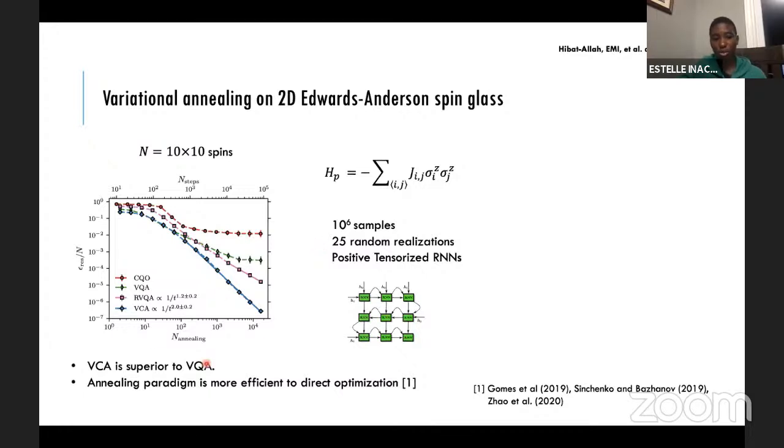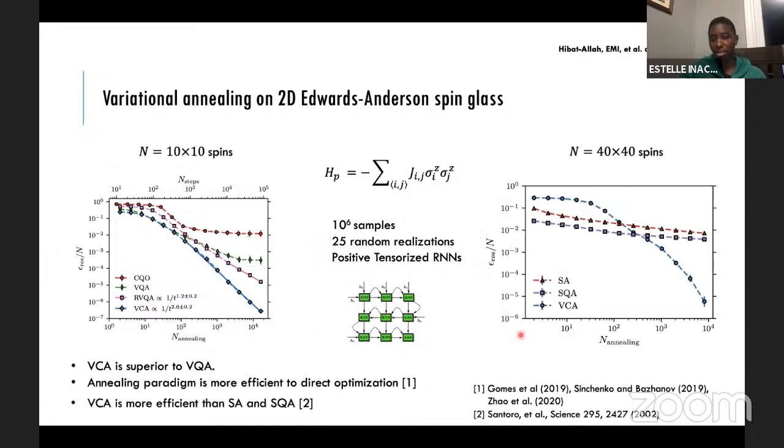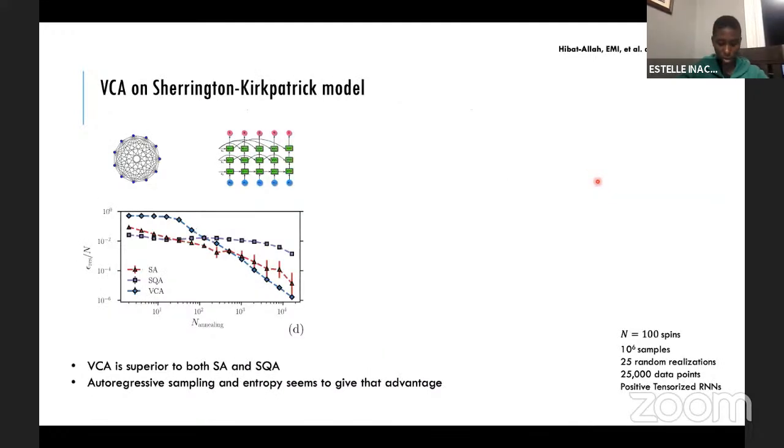Since VCA was superior to VQA, we benchmarked it against traditional heuristics, simulated annealing and simulated quantum annealing, and we saw that at long annealing times, VCA can be up to, here, 3 orders of magnitude superior to both simulated quantum annealing and simulated annealing on 1600 spins. And next, you have the Sherrington-Kirkpatrick model. And also here we see that VCA is consistently superior to simulated annealing and simulated quantum annealing.